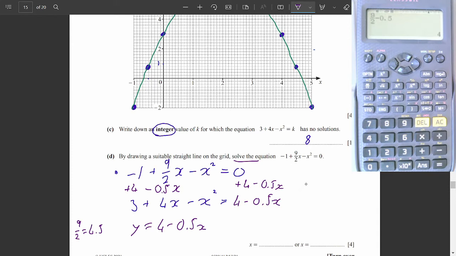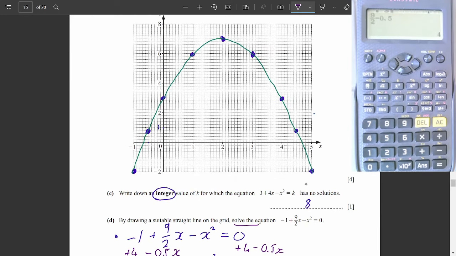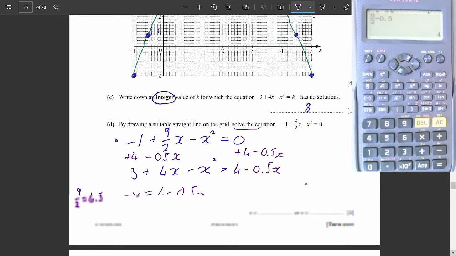There are different ways of doing this. For me, the quickest is seeing where it crosses the x and the y axis. So we can see where it crosses the y-axis by making x 0. So y equals 4 minus 0, that means y equals 4. So we know that line will cross the y-axis at 4. Let's also make y 0.